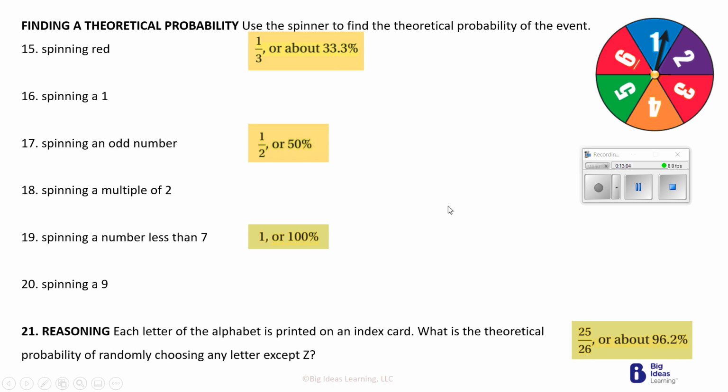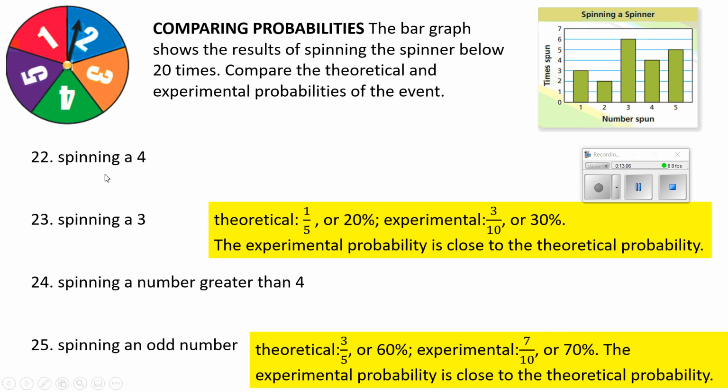All right, let's go ahead and get to number 20. Oh, looks like I left all the answers here, but I'll go through them anyway. 23 says the bar graph shows the results of spinning the spinner right here 20 times. So 1 came up 3 times, 2 came up 2 times, 3 came up 6 times, 4 came up 4 times, and 5 came up 5 times, okay? Compare the theoretical and experimental probabilities.